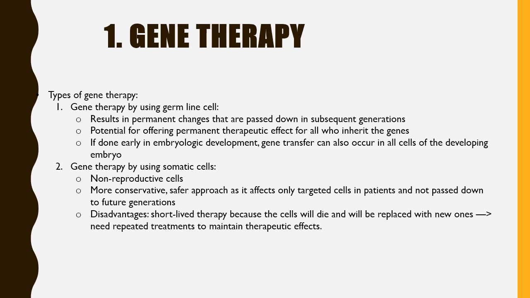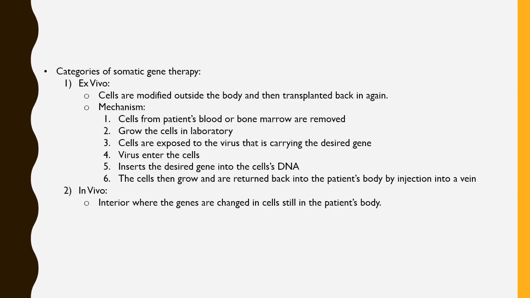However, the downside of this type is that it is short-lived because the cells will die and will be replaced with new ones. Therefore, repeated treatments are required to maintain the therapeutic effects. Now we will look further into somatic gene therapy, which has two categories, ex vivo and in vivo. In ex vivo gene therapy, it involves modification of cells outside the body, which are then transplanted back into the body of the patient.